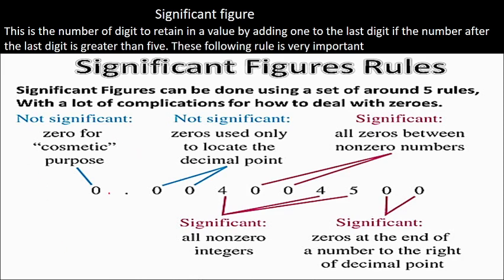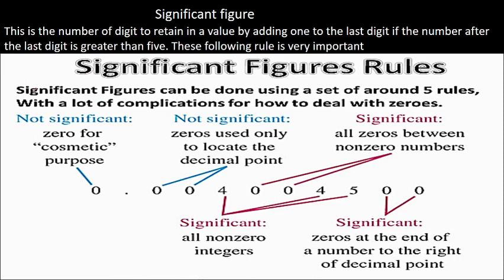So, significant figure. What is the meaning of significant figure? They are the digits that are significant in a value, that you must not remove for that value to be very close to the exact value. Now, this is the number of digits to retain in a value by adding 1 to the last digit if the number after the last digit is greater than 5.